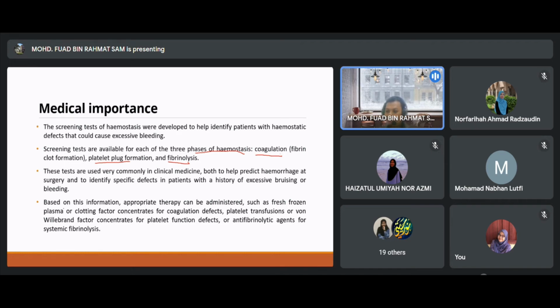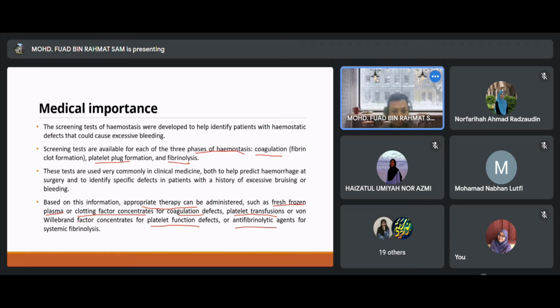Okay, and then based on this information of this screening test, we can administer appropriate therapy, or apa benda yang kita nak masukkan dalam patient tu. Okay, so mungkin kita boleh masukkan the fresh frozen plasma, clotting factor concentrates for coagulation defects, platelet transfusions, or VWF concentrates for platelet function defects, or antifibrinolytic agents for systemic fibrinolysis. So ni reason kenapa perlu buat this screening test in terms of the medical aspect.